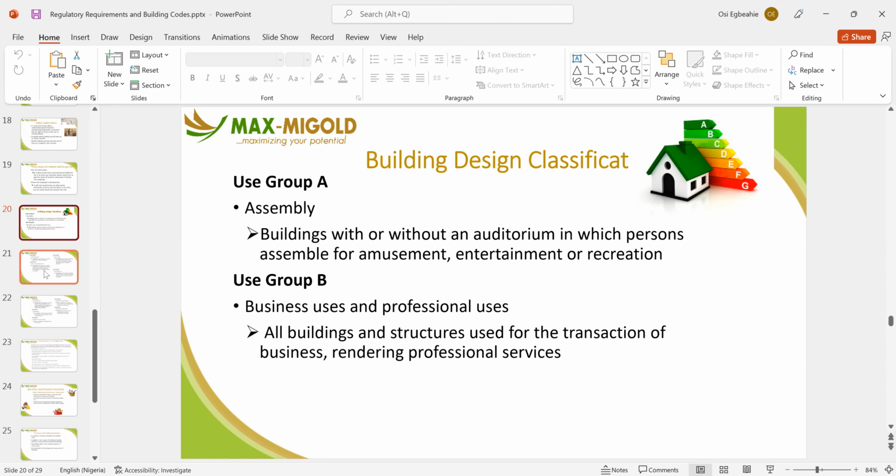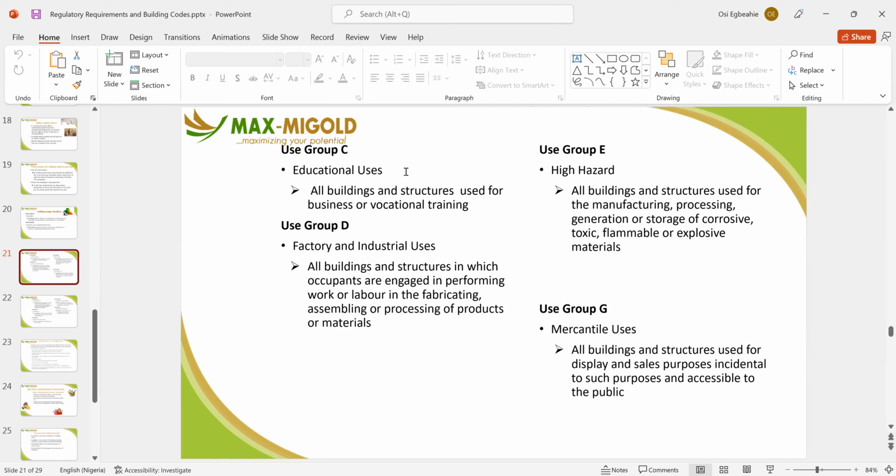That's Group B. Group C, educational uses. That's talking about educational buildings, all buildings and structures used for educational or vocational training, for school, university, for training facilities, and so on. Group D, look at the factory and industrial use. All buildings and structures whose occupants are engaged in performing work or labor in fabrication, assembly, or processing of products and materials, just basically factories.